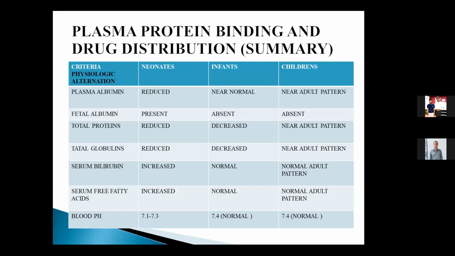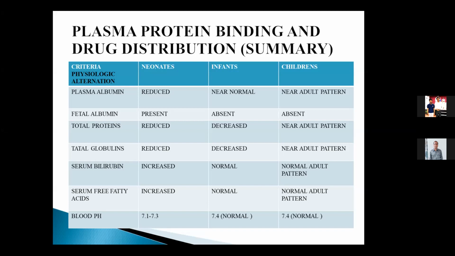Here is the summary of plasma protein binding and drug distribution. The criteria are neonates, infants, and children. The criterion is physiological alteration: plasma albumin, fetal albumin, total protein, total globulin, serum bilirubin, serum free fatty acid, and blood pH. In neonates, plasma albumin is reduced, in infants it is near normal, and in children it is near the adult pattern. Fetal albumin is present in neonates, absent in infants, and absent in children.